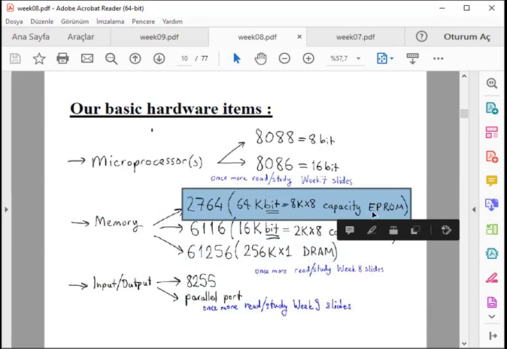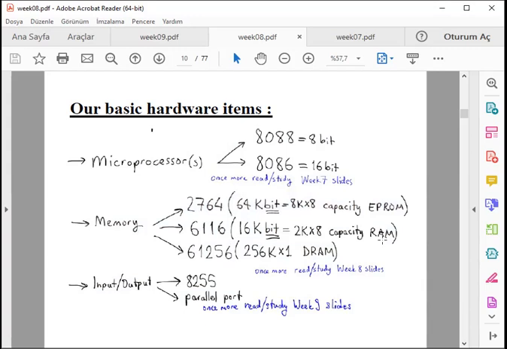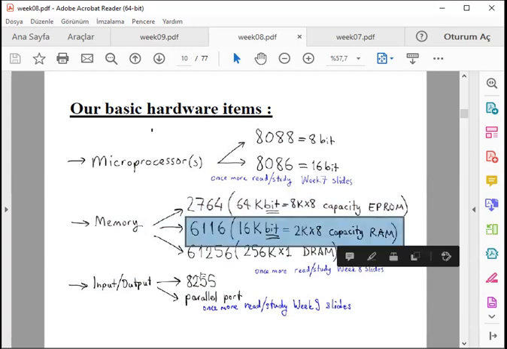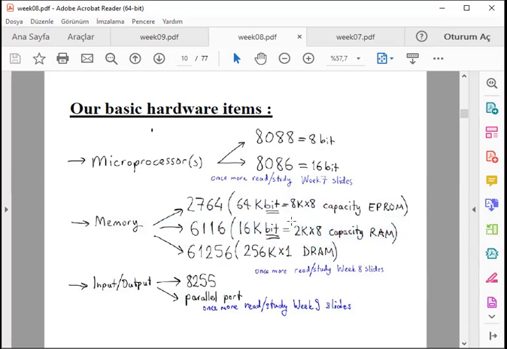The 2764 is an erasable and programmable read-only memory device, which has 64 kilobit capacity, having 8K memory locations, each having a byte of information storage. The next item, the 6116, is a 16K capacity RAM, random access memory, with 2K addressing capacity, where each memory location has a byte of information storage.